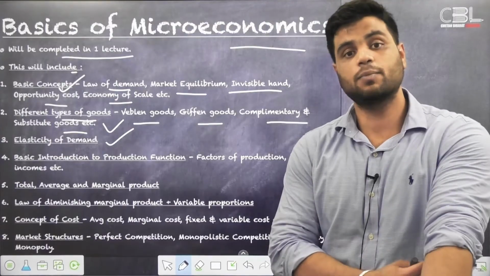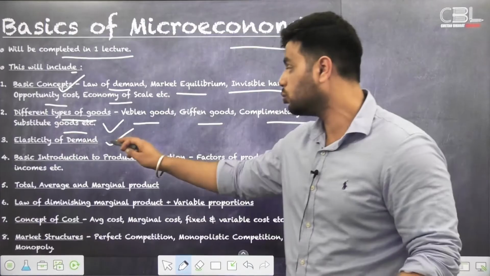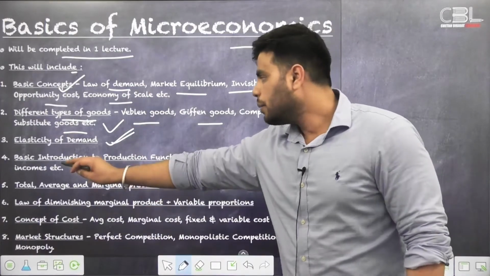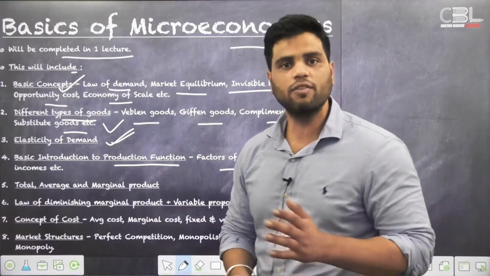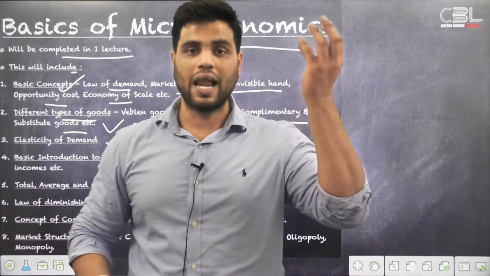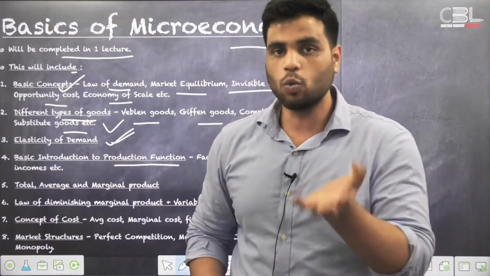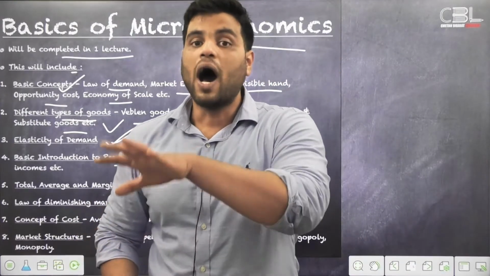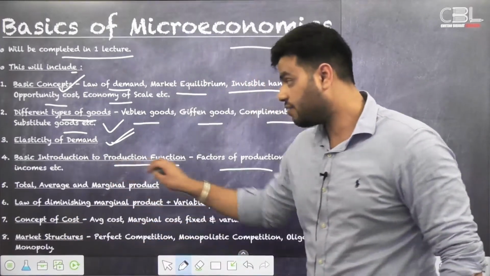Whether a product is price elastic, whether a product is price inelastic, what is elasticity of demand? We'll do this. Then we'll jump to basic introduction to production function. What are factors of production? For example, you have heard this. What are factors of production? Land, labor, capital, entrepreneur are 4 factors of production. So what are these factors of production? How you earn income over these factors of production, we'll cover this. This is again very important.